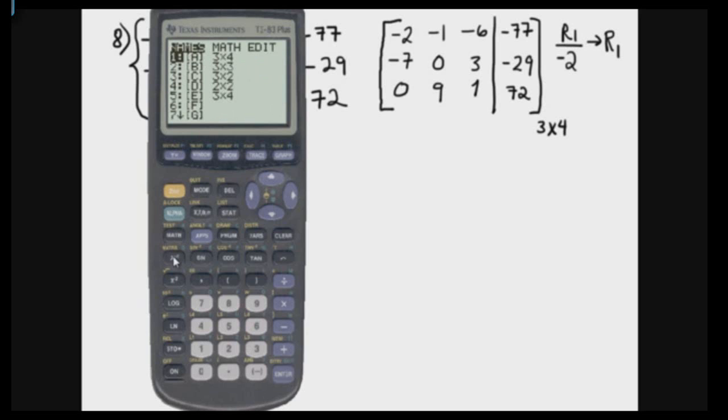Now perform the row operation. Math. But you go now to option B, option C, I suppose. Let me see, option E, which is after row multiplication. But multiplication by what? By -1/2, -0.5. Okay. Comma A, comma 1, which is the row you want to multiply. 1, row 1. Close the parentheses, enter. Okay, 1.